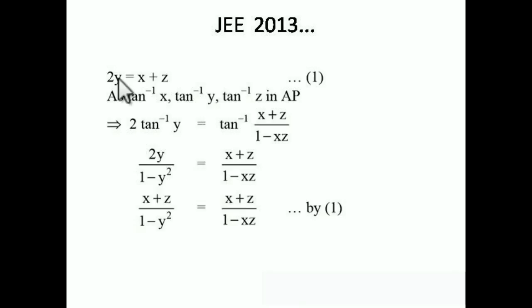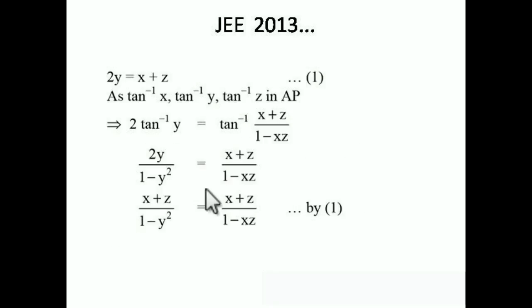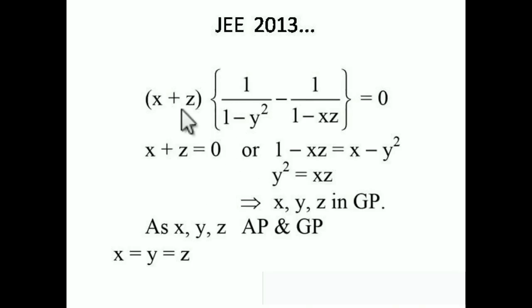Now we all know that 2y is equal to x plus z. So (x plus z) upon (1 minus y square) is equal to (x plus z) upon (1 minus xz). Now just take out x plus z as common. See, you can't cancel out x plus z on both sides. Why? Because it may be 0. If it's a real non-zero number, then you can cancel it out, but if it's 0, you can't cancel it out. So you just have to take it common. So I have taken x plus z common, and we are left with 1 upon 1 minus y square minus 1 upon 1 minus xz is equal to 0.